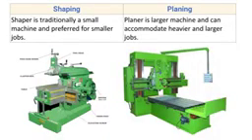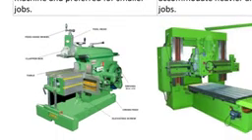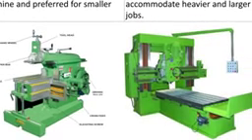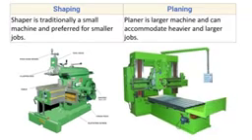Next point, shaper is traditionally a small machine and preferred for a smaller job. So here you can compare the two different machines, that is shaper and planer. Shaper is comparatively a smaller machine as compared to planer machine. As compared to planer machine, the shaper is a smaller machine and it is preferred for smaller jobs because it is having a small table and we can fix only one cutting tool over here. So the shaper machine is preferred for a smaller job.